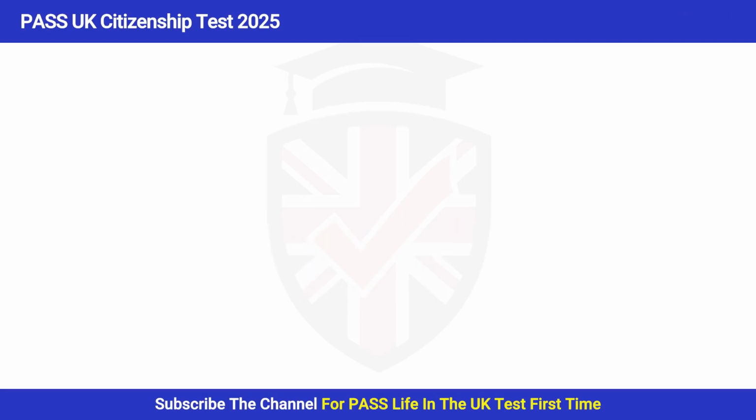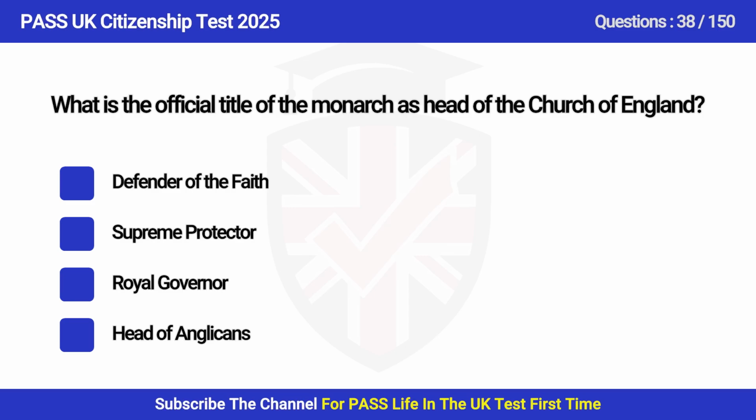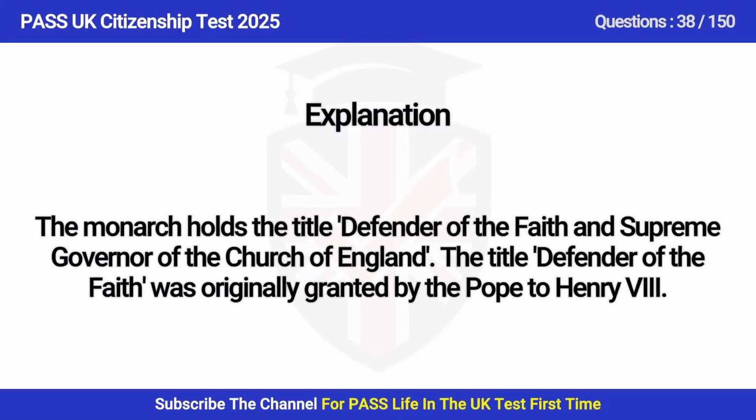Question 38. What is the official title of the monarch as head of the Church of England? A. Defender of the Faith, B. Supreme Protector, C. Royal Governor, D. Head of Anglicans. Answer is A. Defender of the Faith. The monarch holds the title Defender of the Faith and Supreme Governor of the Church of England. The title Defender of the Faith was originally granted by the Pope to Henry VIII.